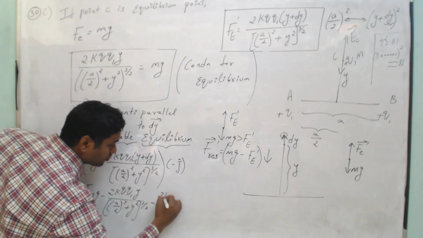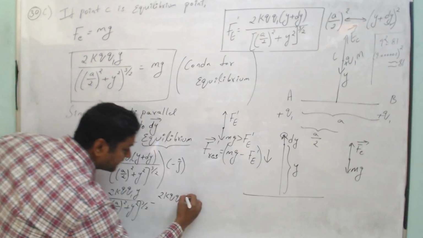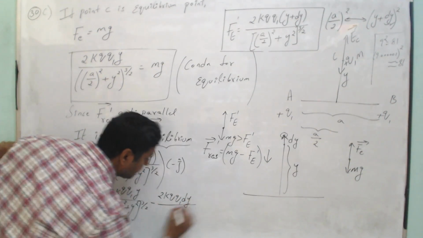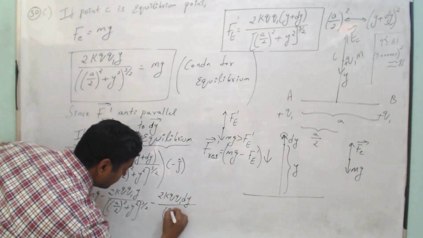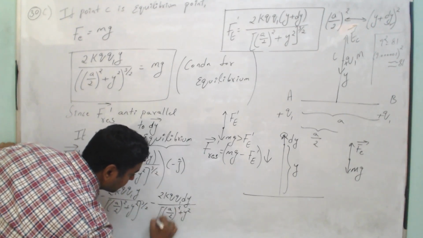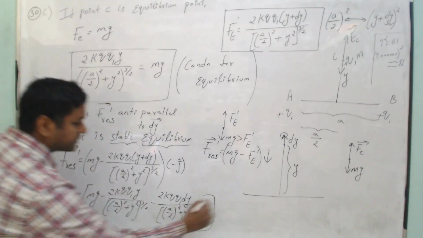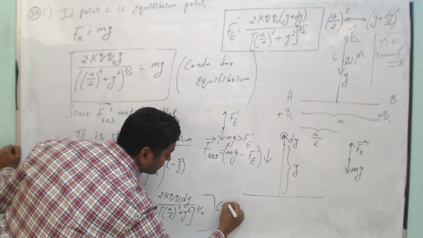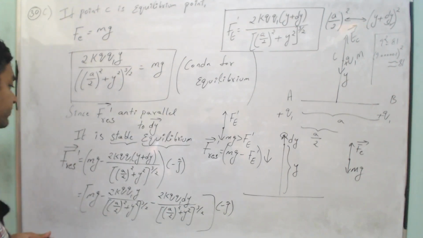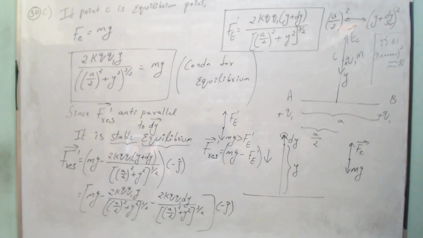Minus 2k q1 dy upon (a/2)² plus y², the entire thing whole to the power 3/2. And this entire thing comes under minus j cap, right? Is this clear? Understood?